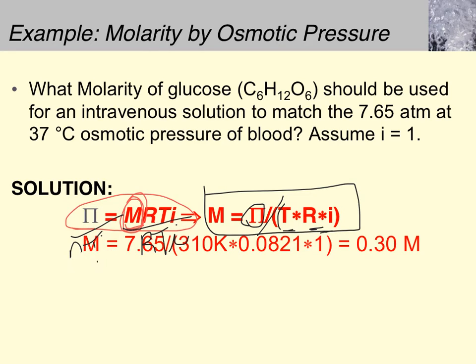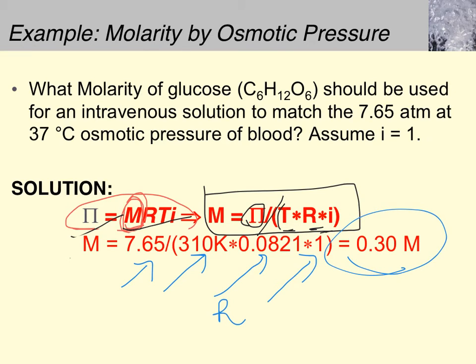Okay. So with that rearranged formula, osmotic pressure, 7.65 atmosphere, 310 Kelvin. This is the gas constant, 0.0821. They told us the van't Hoff factor is 1. When you plug all that in, you get that the molarity of glucose in water solution you should make for an IV solution is 0.3 molar.